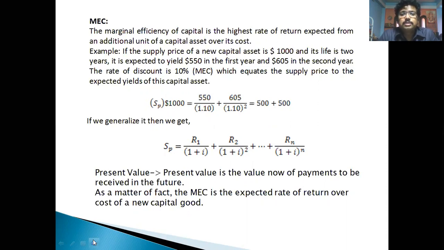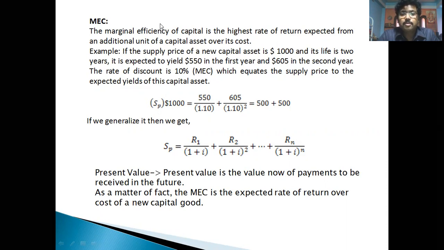Now, there is an example. Suppose the supply price of a new capital asset is $1,000, and its life is 2 years. You have a capital asset whose supply price is $1,000, and it will continue for 2 years. It is expected that you can get $550 in the first year, and $605 in the second year.